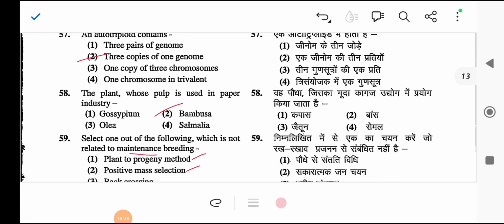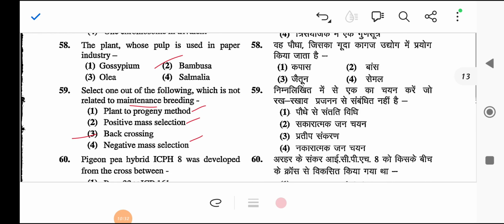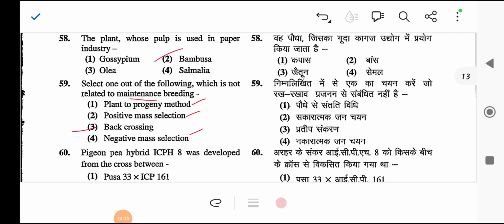Okay, next is, the plant whose pulp is used in paper industry. We all know bamboo pulp is used in paper industry. It is Bambusa. Next is, select one of the following which is not related to maintenance breeding. So plant to progeny method is related to maintenance breeding. Positive mass selection and negative mass selection are related to maintenance breeding, but back crossing is not related to maintenance breeding.